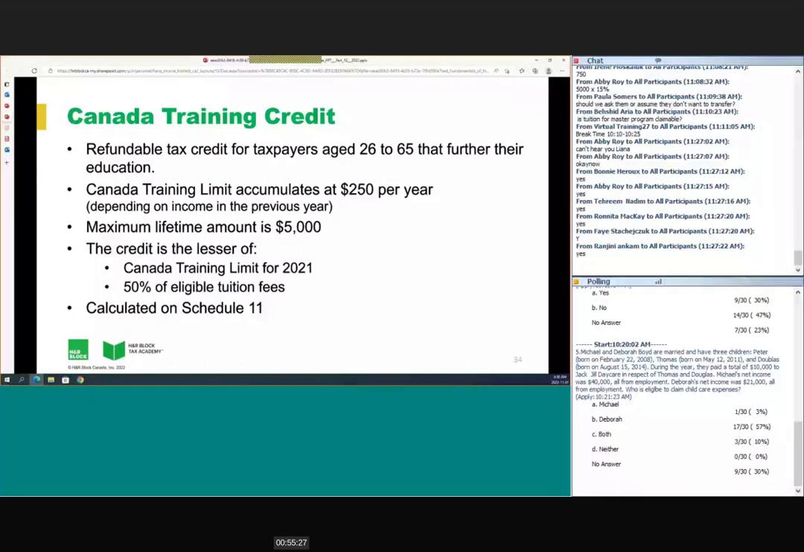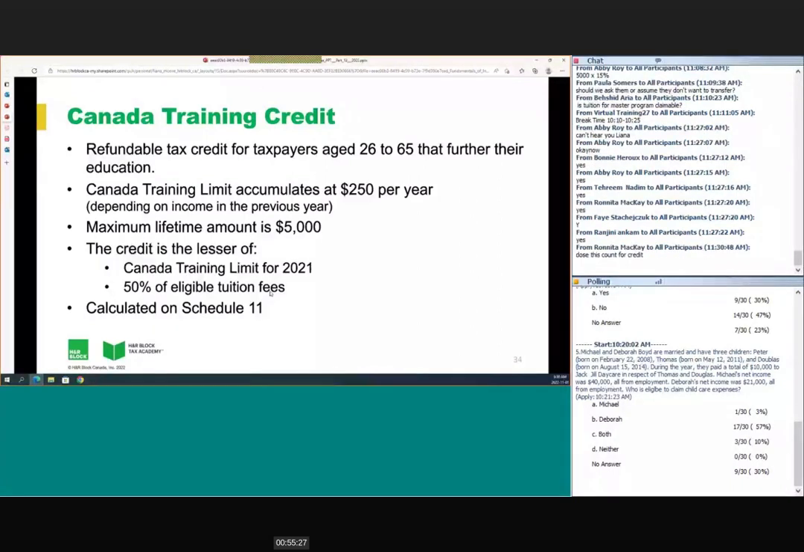So the Canada training limit accumulates at $250 a year, and it depends on employment income. You have to have employment income, I believe. Anyway, the government calculates this, and it will be on your notice of assessment, your training limit. I don't know if anybody's looked at it, but the training limit will come into play if you are in school between the ages of 26 to 65, and you'll get a credit. So the maximum lifetime amount is $5,000, and the credit is calculated as the lesser of the Canada training limit for 2021 and 50% of your eligible tuition fees. And then this is calculated on the Schedule 11.